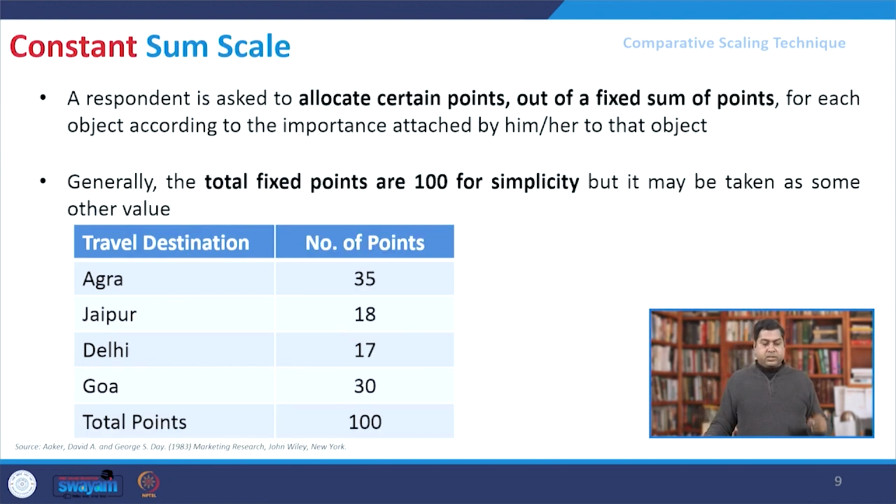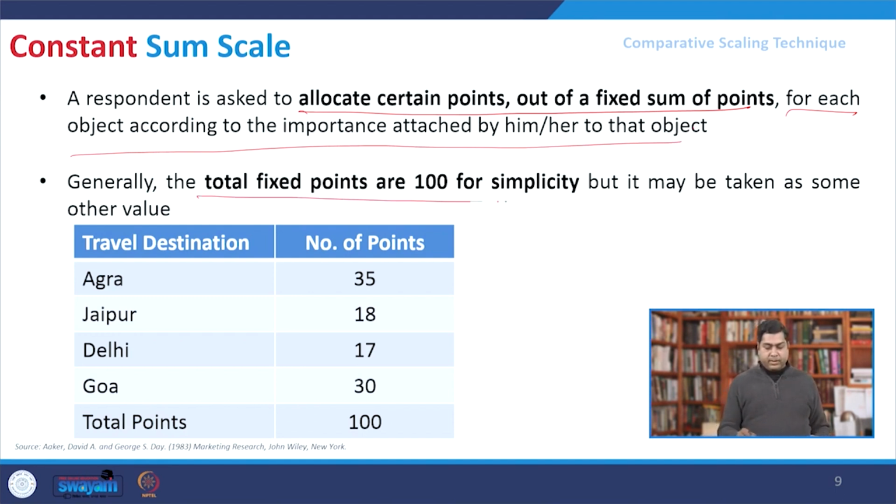Now coming to the constant sum scale. In this case a respondent is asked to allocate certain points out of a fixed sum of points for each object according to their importance or preference. Generally the total fixed points are 100 for simplicity. It can be 10, but the moment you reduce that value, it is sometimes very difficult to distinguish the points.